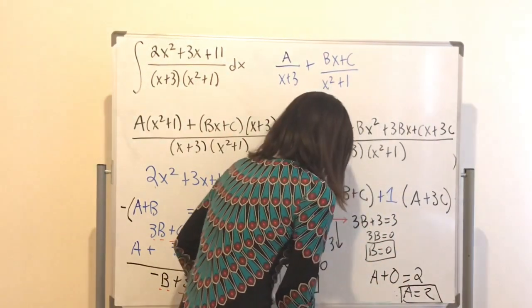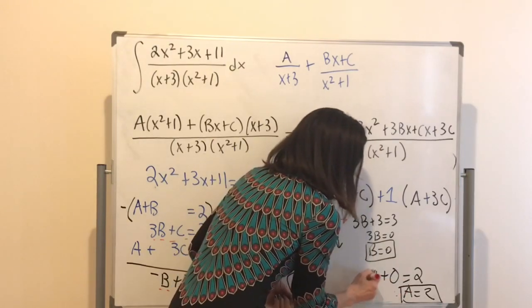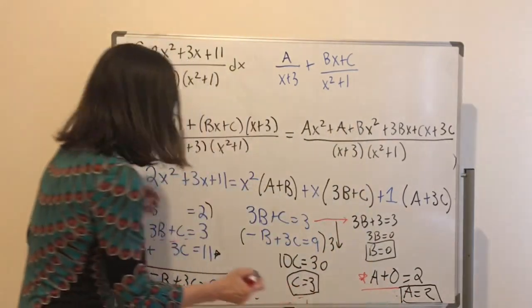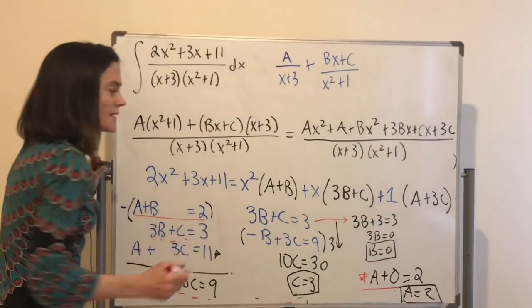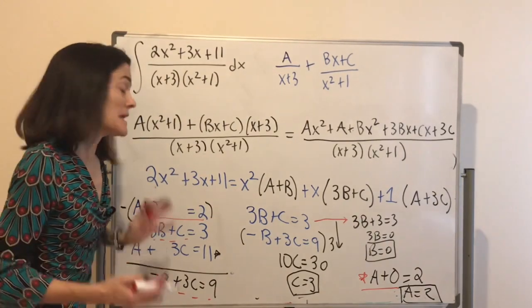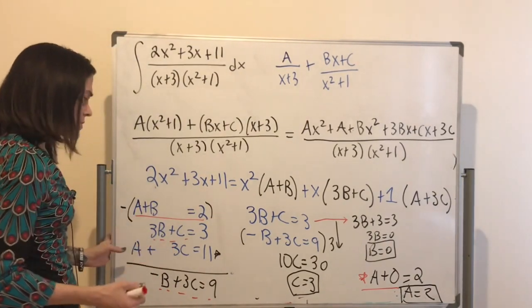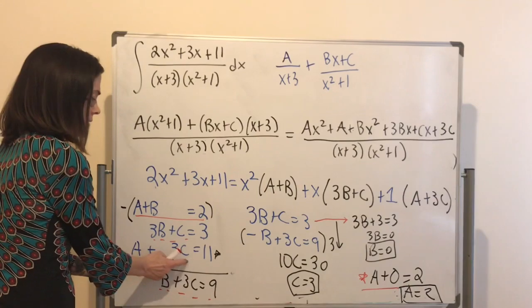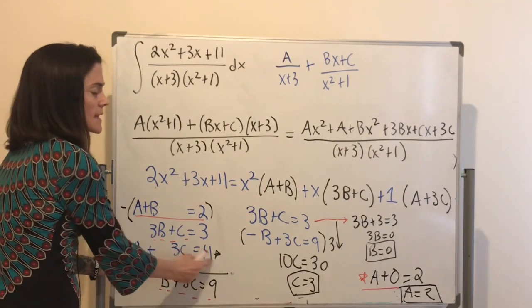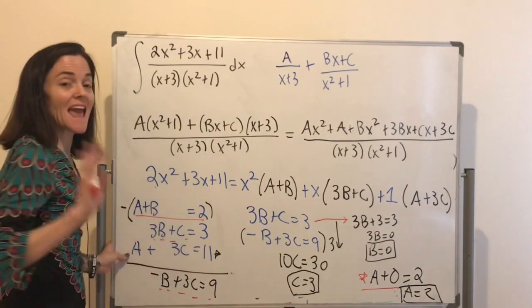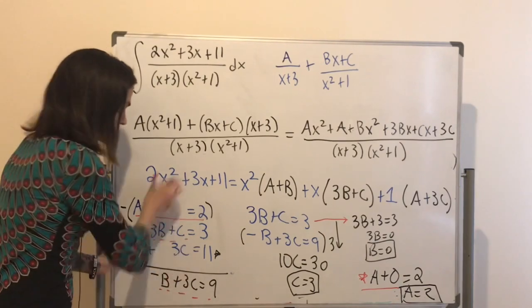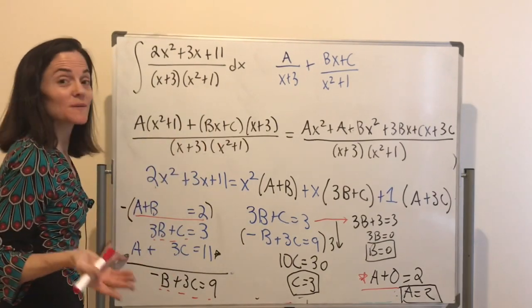Okay, so what I did, this equation here came from this first one. I just substituted b equals 0. But I could have also gone here. A plus 3c is 11. I could have put in 3. That would say a plus 9 is 11. Subtract 2, and I would get a equals 2 like this also.